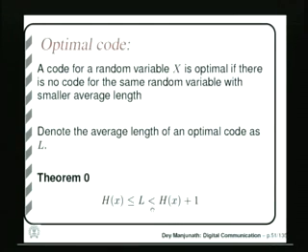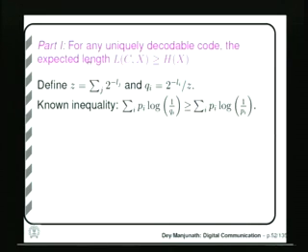because if you give me any code, it need not have average length less than H(X) plus 1. It may be a very lousy code. So, we will prove that there is a code, at least one code, which will have average length less than H(X) plus 1. So, the proof will be in two parts. The first part: for any uniquely decodable code, the expected length is greater than or equal to H(X).